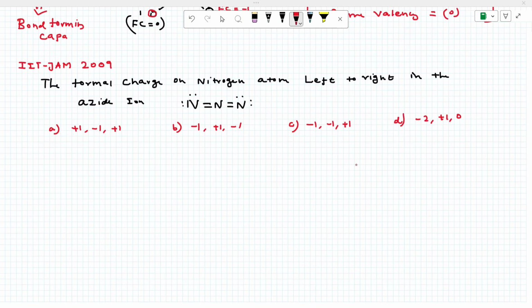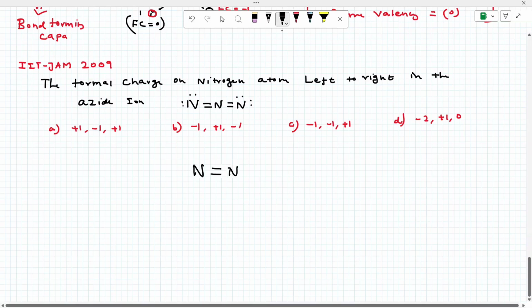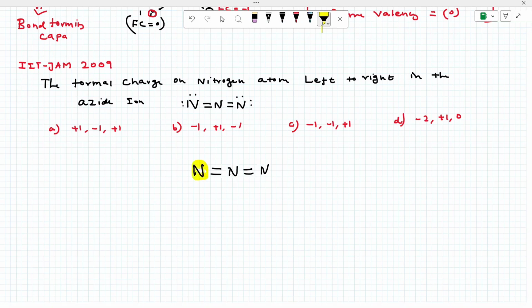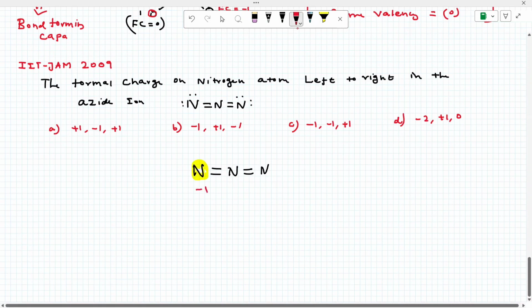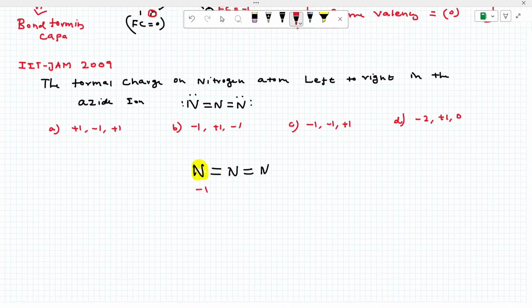Basic and simple. See, nitrogen double bond nitrogen double bond nitrogen. Now the first nitrogen, with valency 3, has only 2 bonds, which is less than its valency, so minus 1. The middle nitrogen has 4 bonds, more than its valency, so plus 1. The last nitrogen has only 2 bonds, so minus 1. The answer, left to right, is minus 1, plus 1, minus 1. Answer is B.